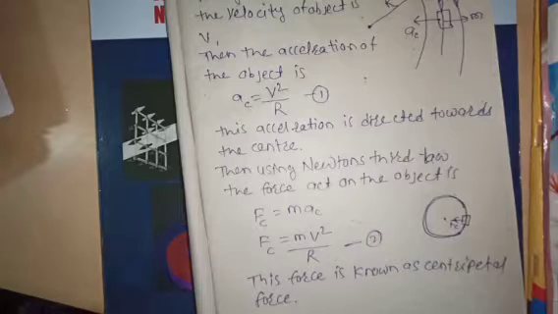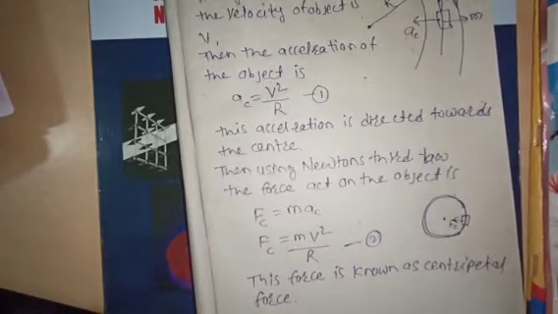This means when the object is moving in a circular motion or in a circular path, whatever force acts is mv square by r, and this force acts towards the center. Therefore, this kind of force is known as a centripetal force.